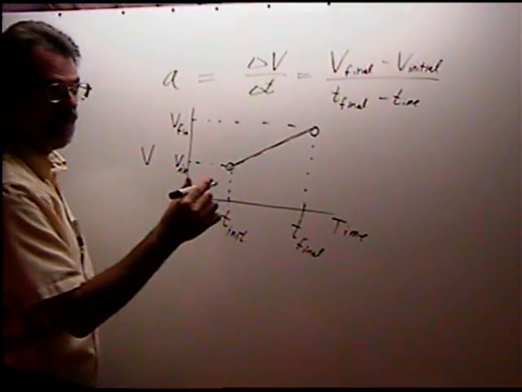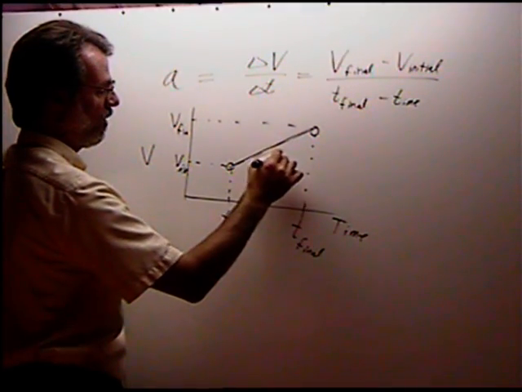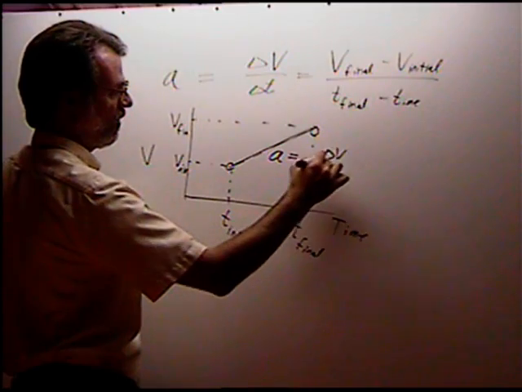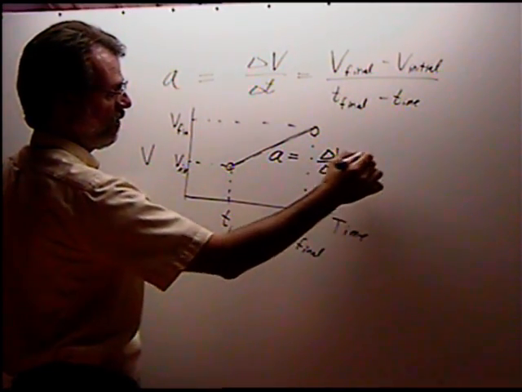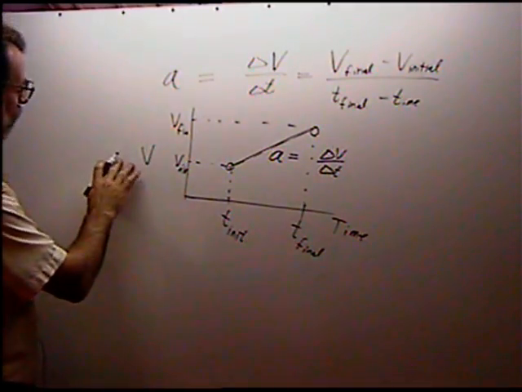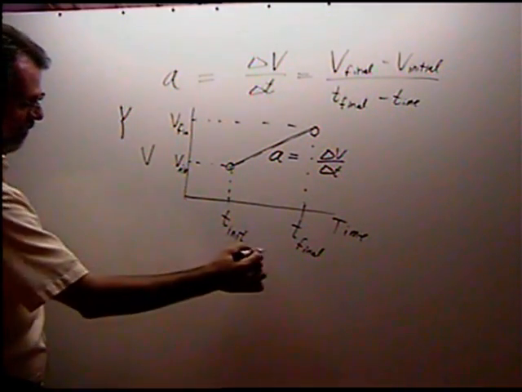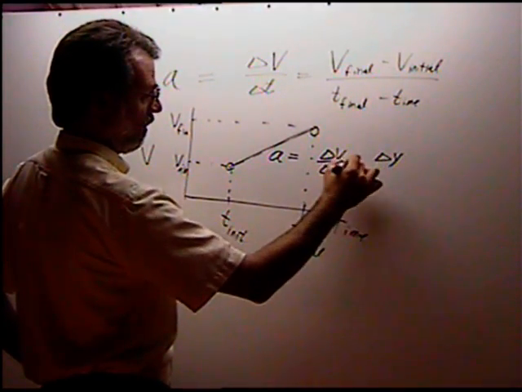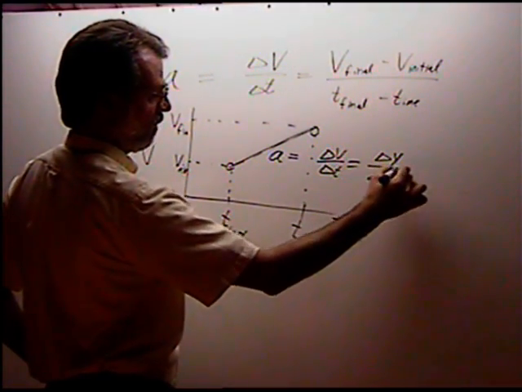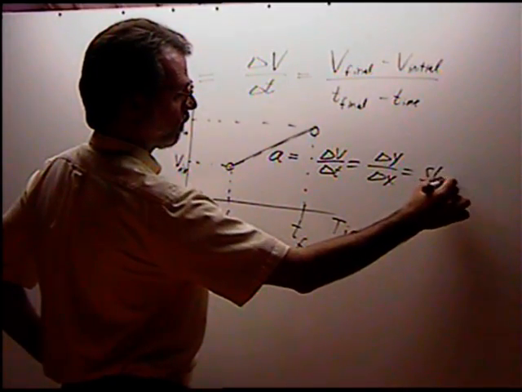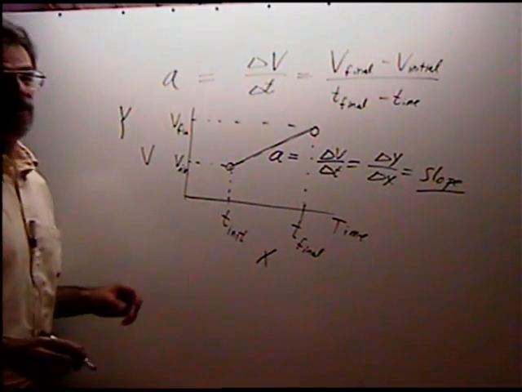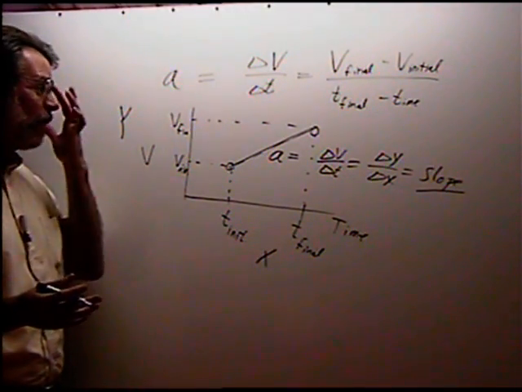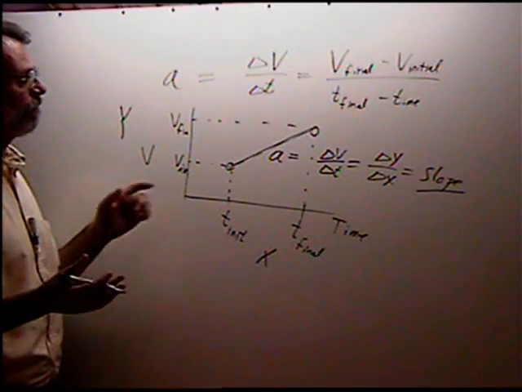And the definition of the acceleration is the slope. The slope is defined as the change in velocity over the change in time. Notice that if we think of this as a y-axis and this is an x-axis, this is exactly the same as the slope: the change in y over the change in x. So this is really just a review of Chapter 1, but this is our starting point for Chapter 2.